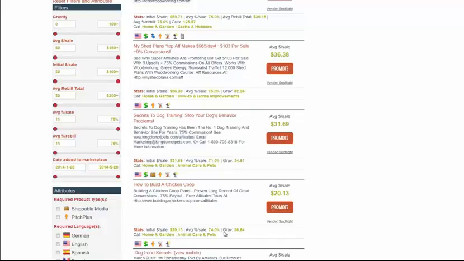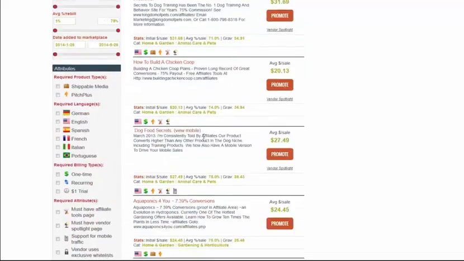Okay, so that's really important. I recommend you stick between 25 and 100. Now low can actually be really good, because low often means it's a lot less competitive. Okay, now the next question is that there's a lot of products that are the same.